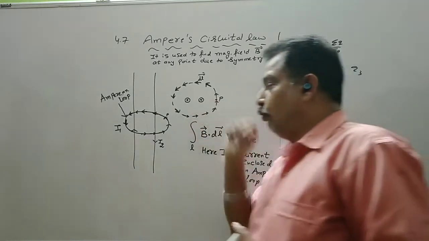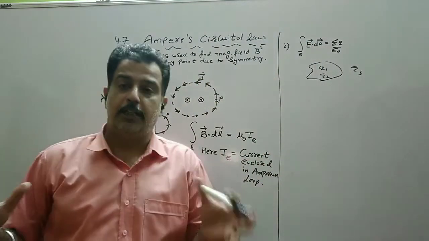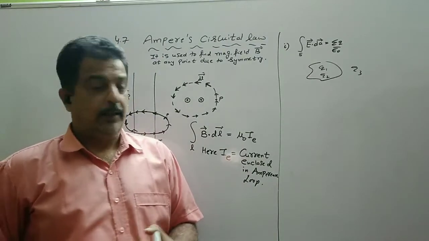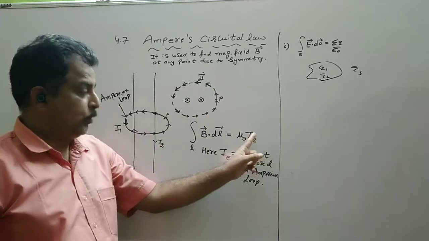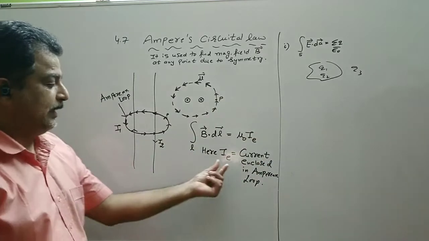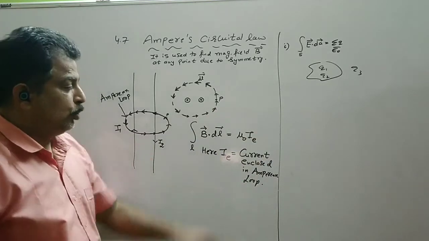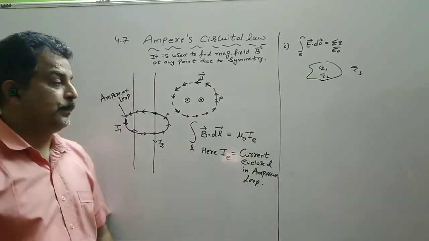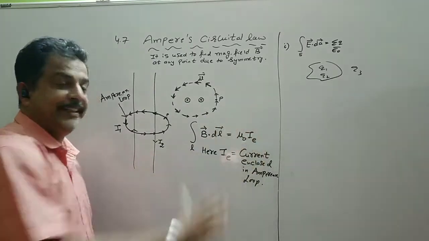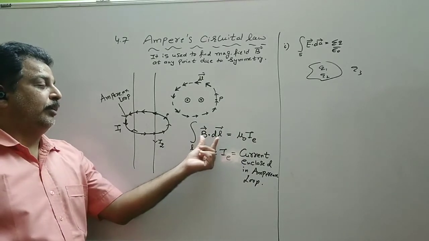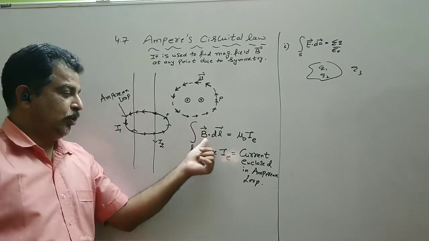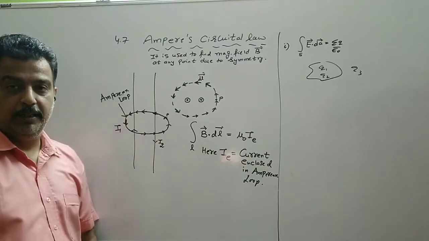So if there are two wires, the direction of the current is opposite. So we have a sign convention for the current, that is the summation. It is actually a summation of I, or it is represented by I enclosed. So there is a sign convention for I enclosed. Now we have to do the line integration of the magnetic field intensity.